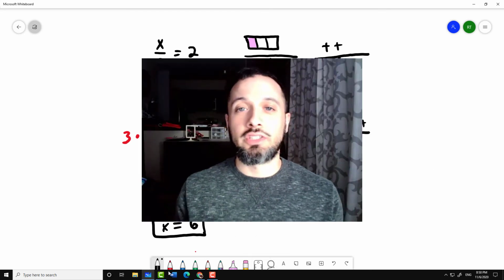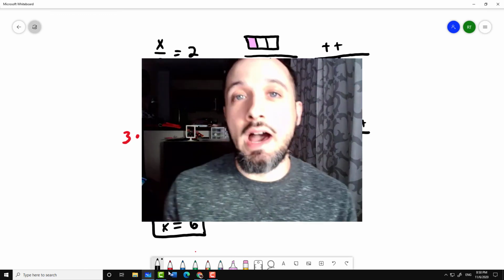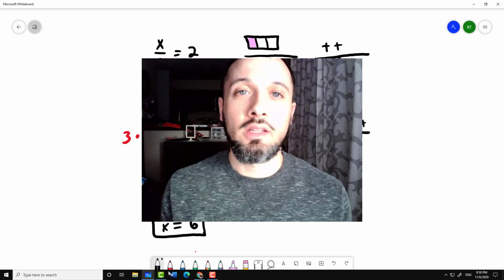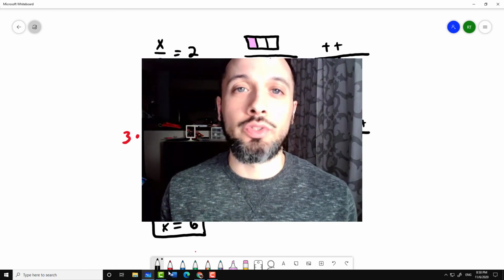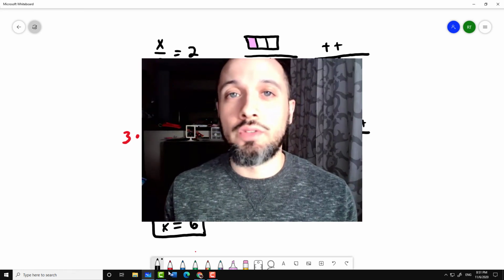So this is just a little introduction to solving equations with models, so you can see what's really happening when you use inverse operations. In other words, when you add, subtract, multiply, or divide the same amounts to both sides.